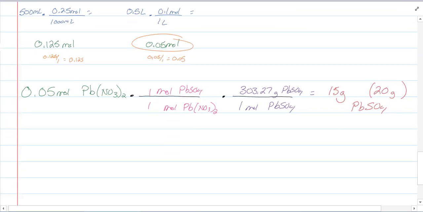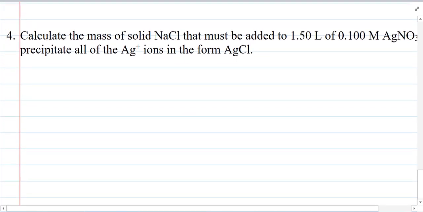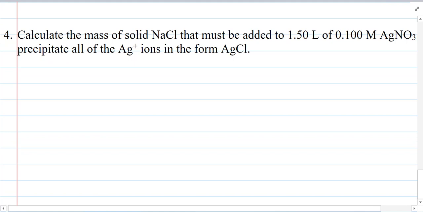One more problem, and we're done. Calculate the mass of solid sodium chloride that must be added to 1.5 liters of a 0.1 molar silver nitrate to precipitate all the silver ions in the form of AgCl. Whew. What are we calculating? Calculating the mass of NaCl solid.